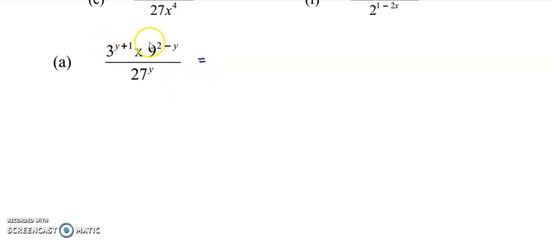First, I will look at all the bases. Consider the bases that we have. I think that the 3 and 9 and 27 can all be written in base 3. So first, we rewrite all these indices expressions into base 3.